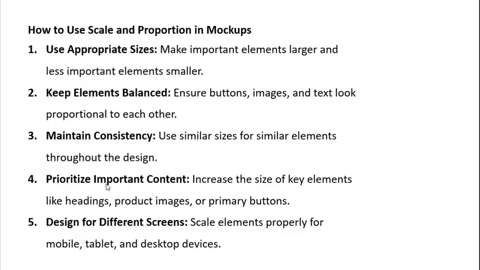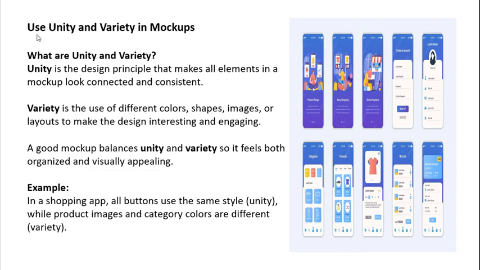Fourth, prioritize important content: increase the size of key elements such as headings, the product image or primary buttons. Fifth, design for different screens: scale elements properly for mobile, tablet and desktop devices.